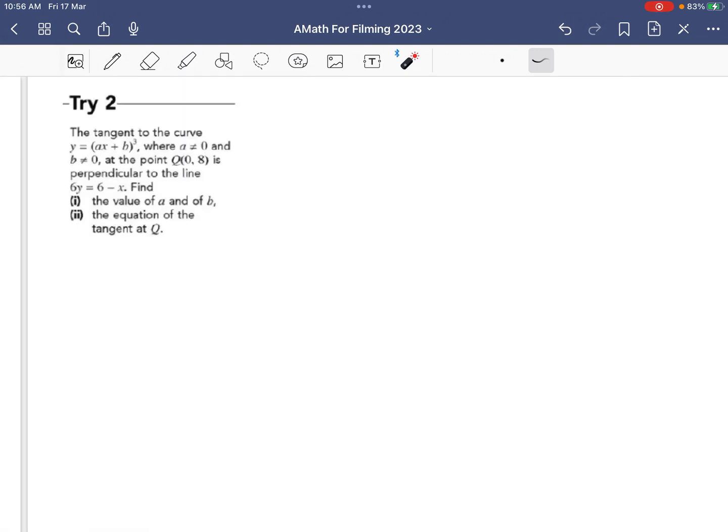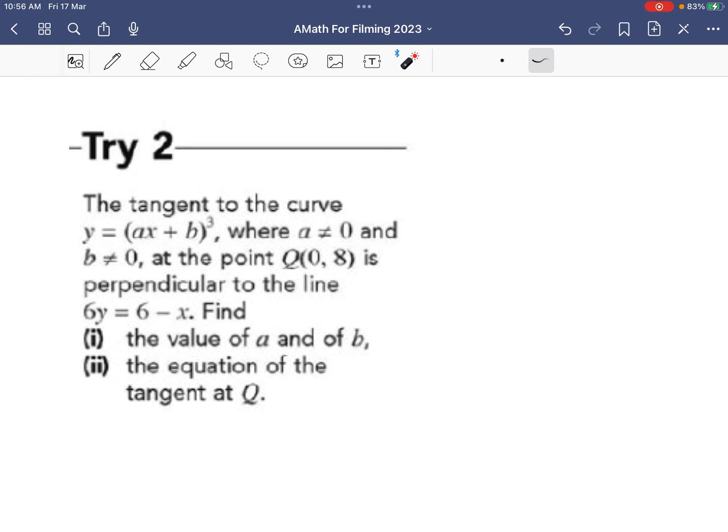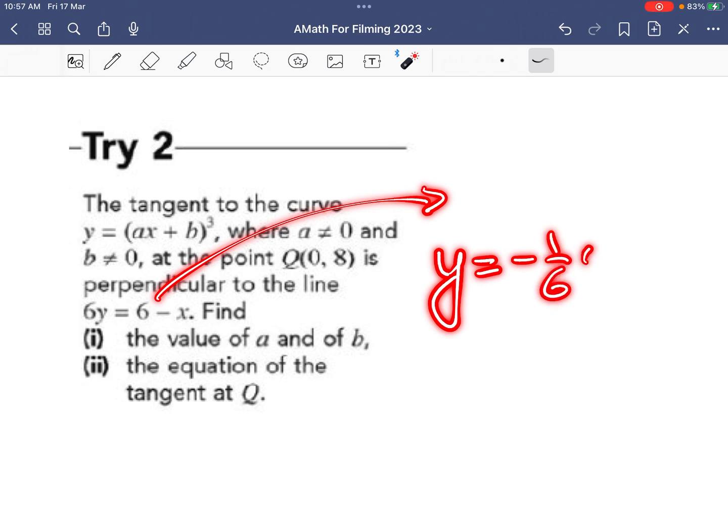Please pause the video and try part 2 now. So there's this tangent to the curve at the point Q, which is perpendicular to the line. Quite simply, if you just start here, you get y equals -1/6 x plus 1. So the gradient of this line is -1/6, and it is perpendicular to the tangent. So I think that helps a lot already. You should be able to get that the tangent gradient is 6. But I will just pause here and let you try it out.